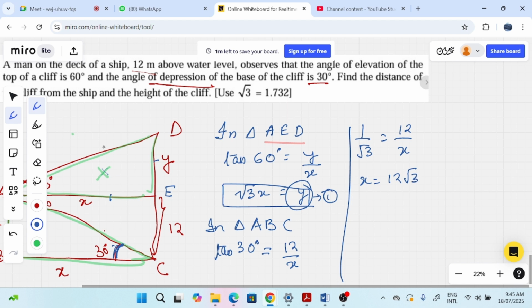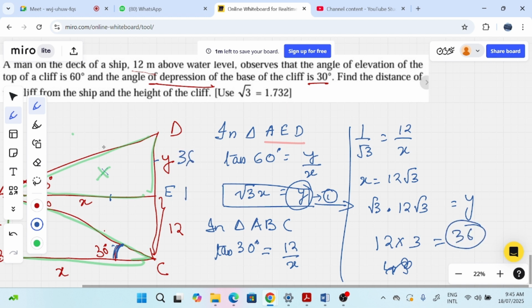One minute. If x is 12 root 3, y from here, equation number 1, y is what? Root 3 into 12 root 3. That means 12 into 3, which is 36. So y is equal to 36. 36 plus 12 equal to 48. Yes, ma'am, the height is 48. Yeah, that is the height of the cliff.